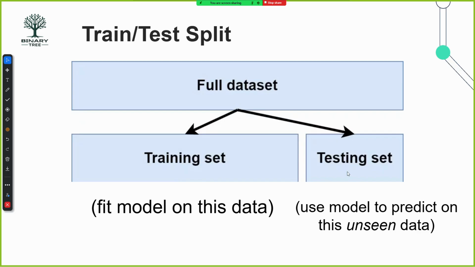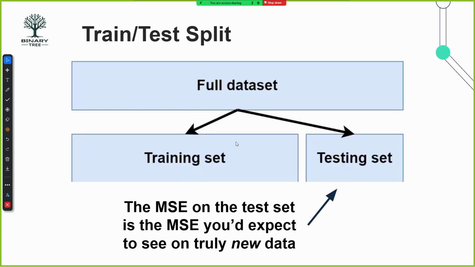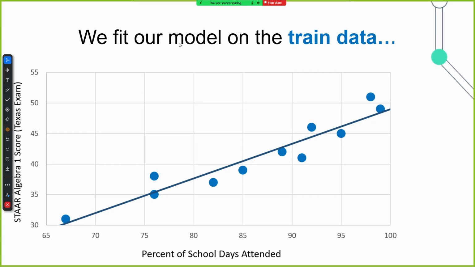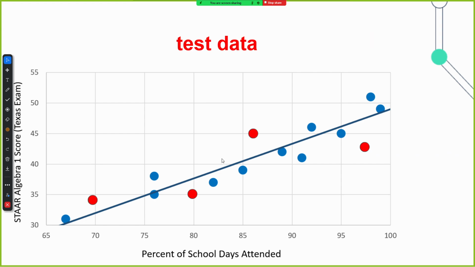And this test set is what you hold back from the model and never let it see during training. You only show it when it's already done making a fit of a line, for example. So the MSE on the testing set is what you'd expect to see on truly new data. The training set is just there to fit the model. The testing set is there for the new data that we're trying to see how well the model is performing. So we'd fit our model on the trained data right here. Let's say we took 80%. I don't know how much percent this is, but we took some percentage of it and then predict on the test data. These are the actual points that we're going to test.